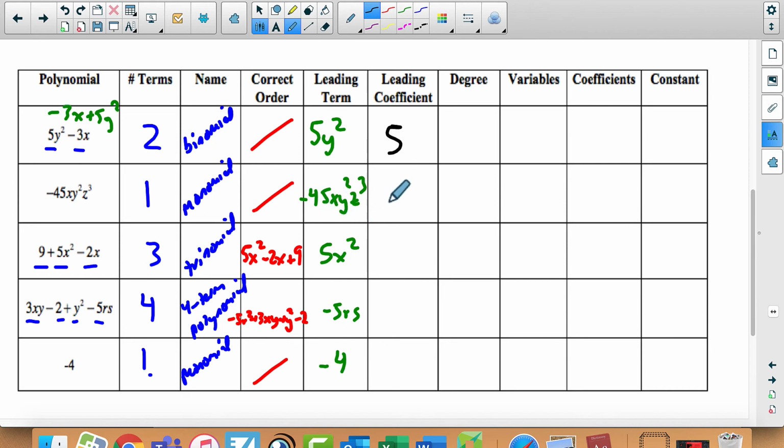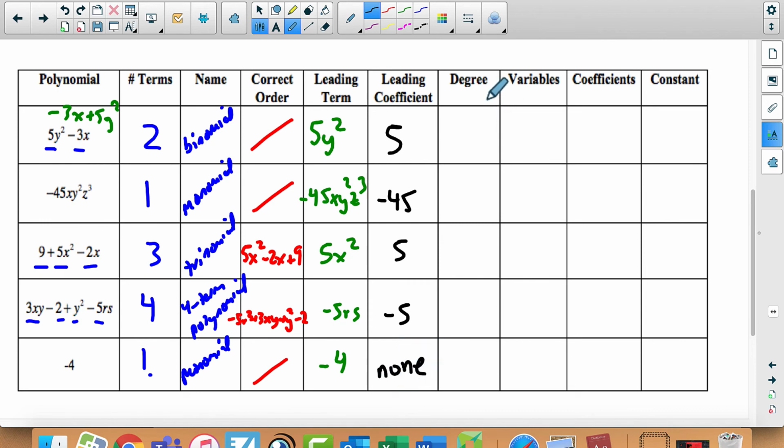Leading coefficient here is negative 45. Leading coefficient of this is 5. Leading coefficient of this is negative 5. And leading coefficient here, well, there is no variable. Remember, the coefficient's in front of a variable, and there is no variable, so I would say none on this one.